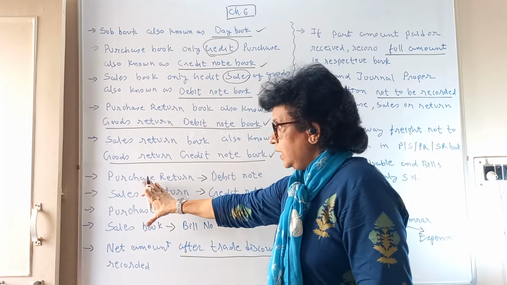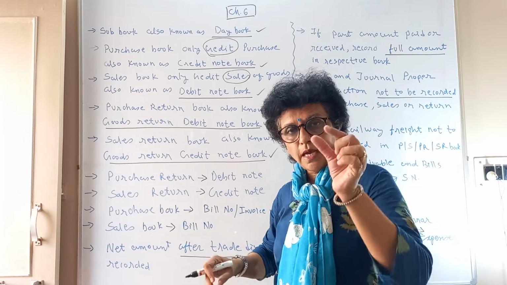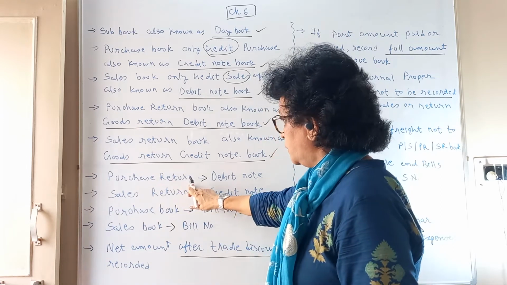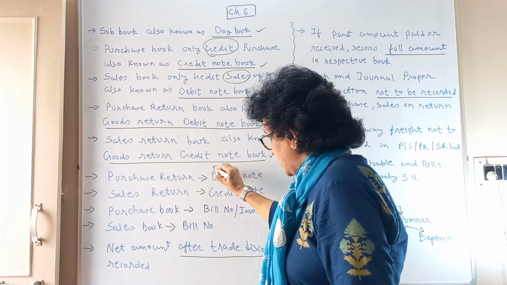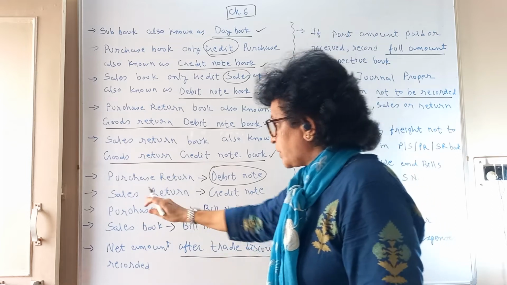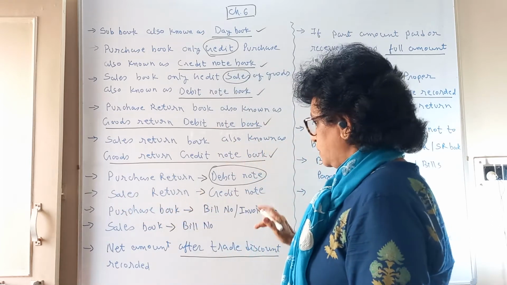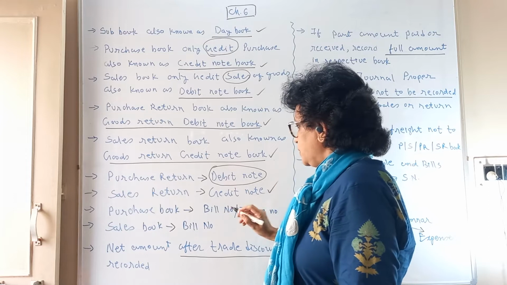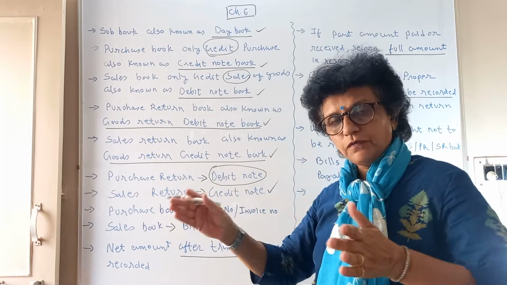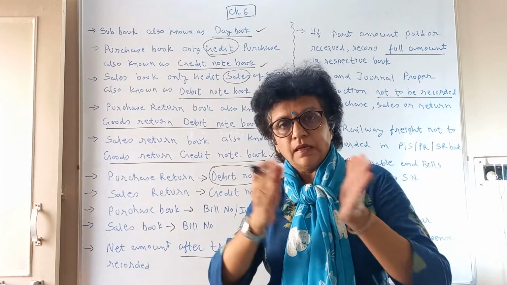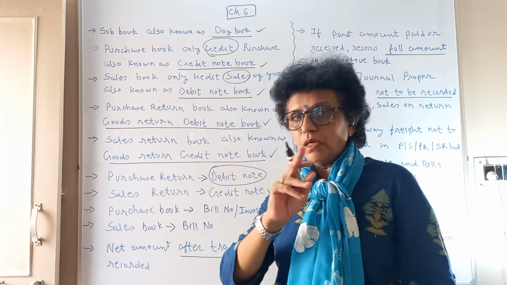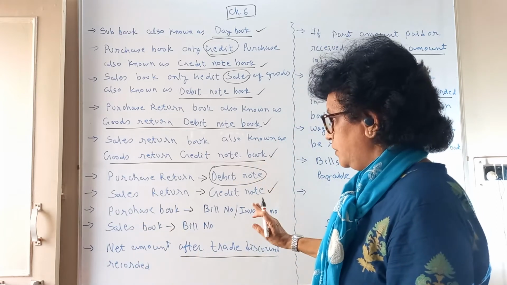Now, in the columns, which particular column do you have to be careful about? If you prepare a purchase return book, you are going to write in the debit note column. Keep this very well in your mind. When we are preparing our sales return book, we are using the credit note column. For the purchase book, all the rest of the columns are the same: date, then the name of the trader, then LF and amount. These are common. Only the column changes for the notes.